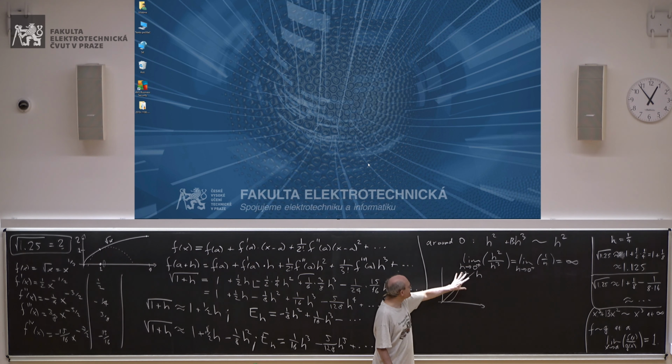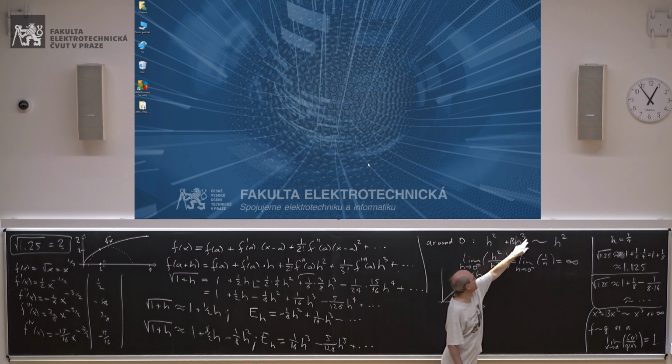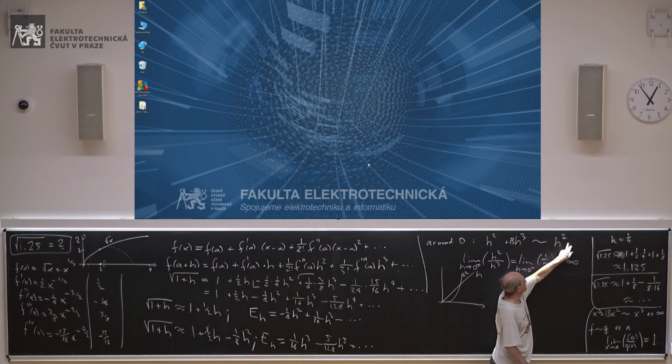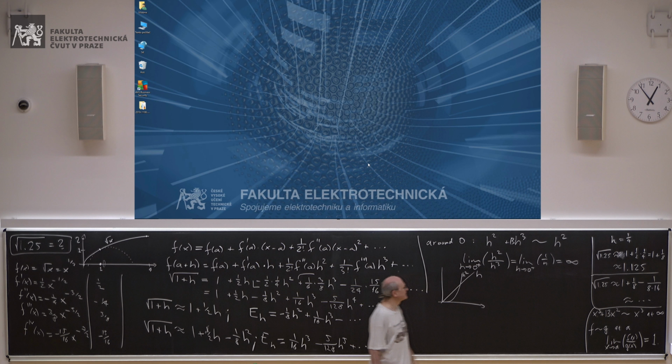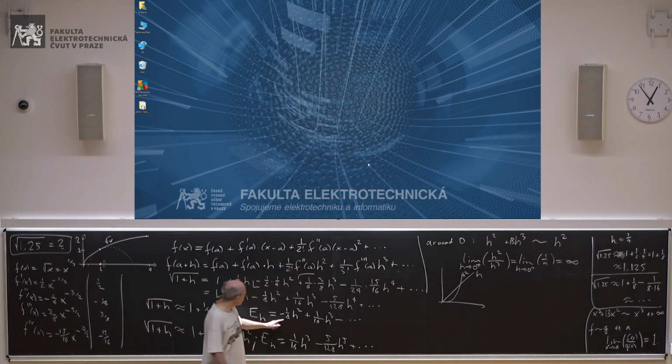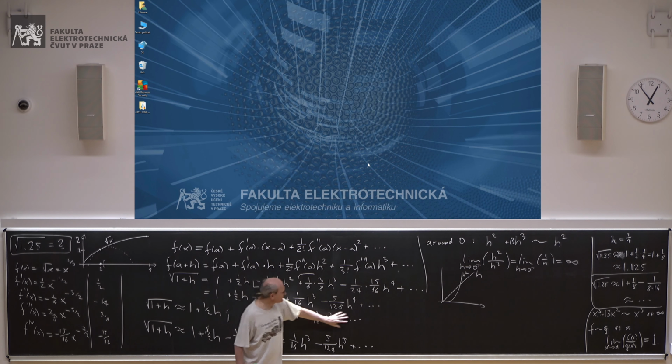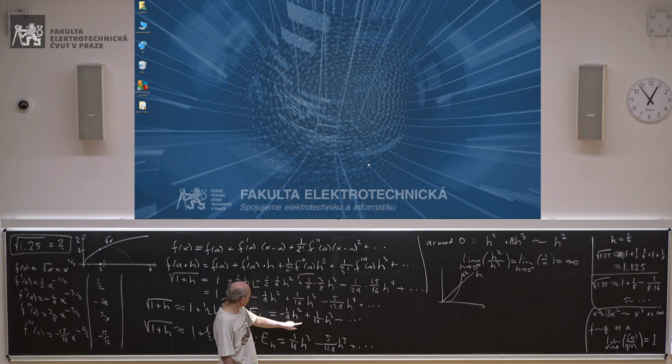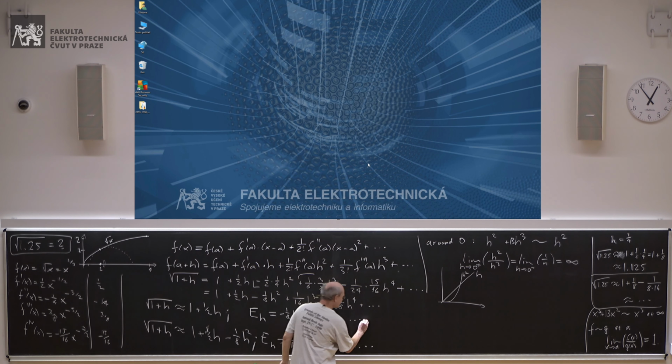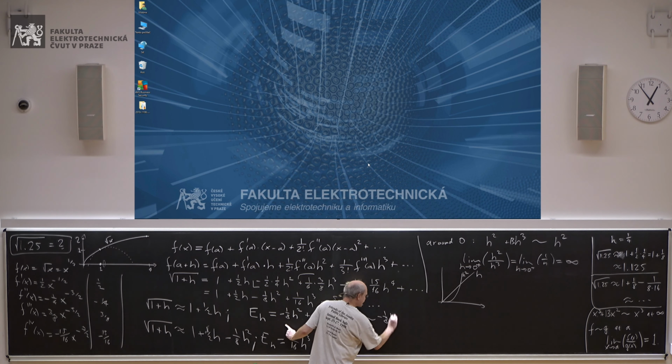Which means that when they meet, then the one which is smaller, which is the higher power now, can be ignored safely. What does it mean? It means that here I can ignore the higher powers around 0, and only the highest one wins. This is approximately minus 1 over 8 h squared.